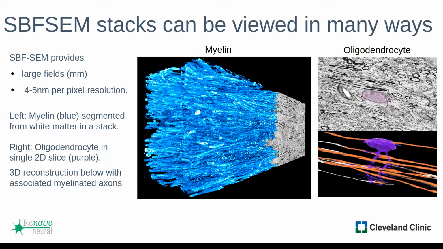And serial block face EM provides large fields. They can be up to like millimeters long if you want, and 4 to 5 nanometer per pixel resolution. So this image on the left shows myelin auto-segmented from a stack, and it's in blue. And then the right panel shows an oligodendrocyte in a single 2D slice. Obviously from a 2D slice, you can't see everything going on. And then in this reconstructed image, you can see the oligodendrocyte, its associated myelin, which is in orange, and the axons are in white.